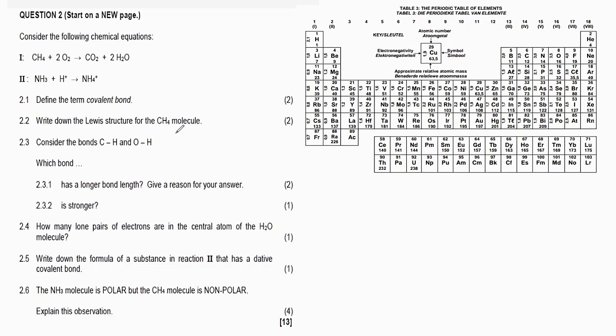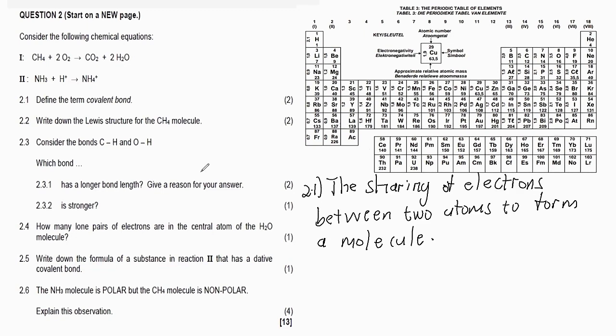Okay, so we have question 2, still on atomic combinations. It says, consider the following chemical equations, and we are given 2 chemical equations here. Then 2.1 says, define the term covalent bond. So quickly, let's run to that. We're going to say a covalent bond is the sharing of electrons between 2 atoms to form a molecule. So that's how we are required to define the term covalent bond for 2 marks.